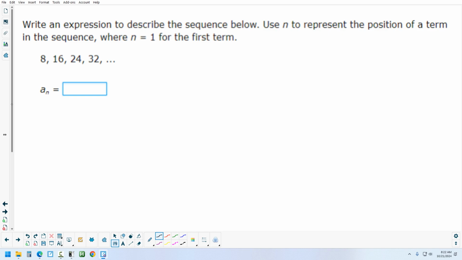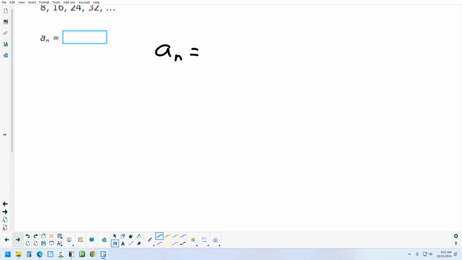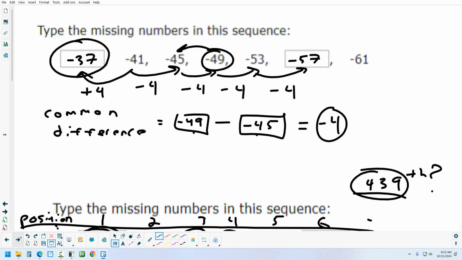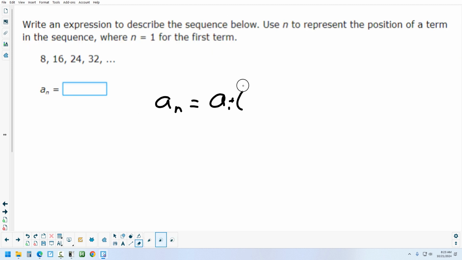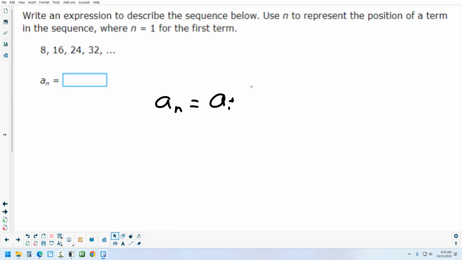Okay, now let's try the last one. It says write an expression to describe the sequence below. Use n to represent the position. That's the same letter I've been using in the formula I showed you. Let's just copy the formula over from the other page. So what is it? A sub 1 plus d times n minus 1.